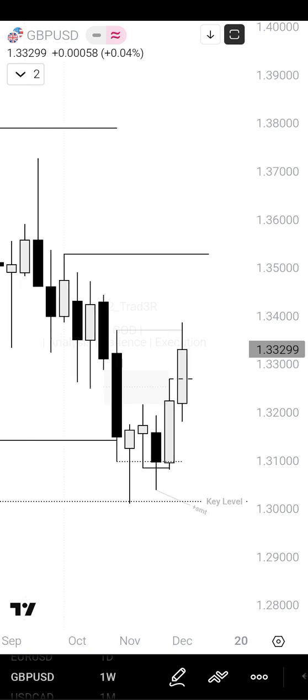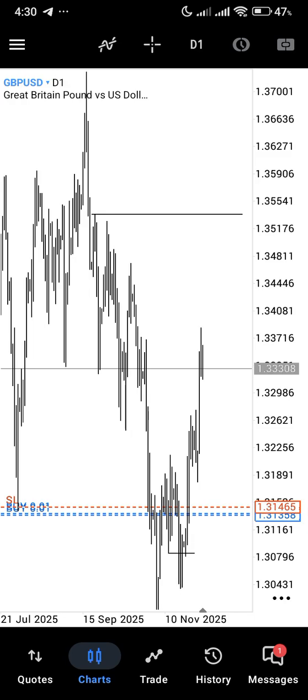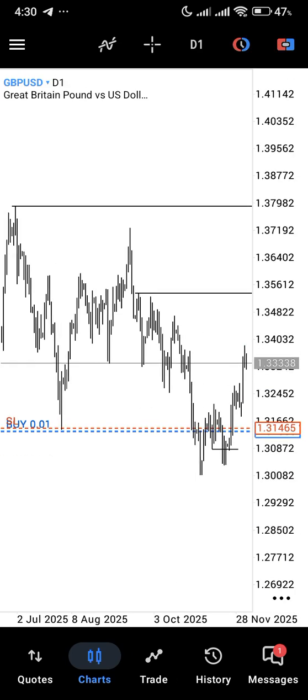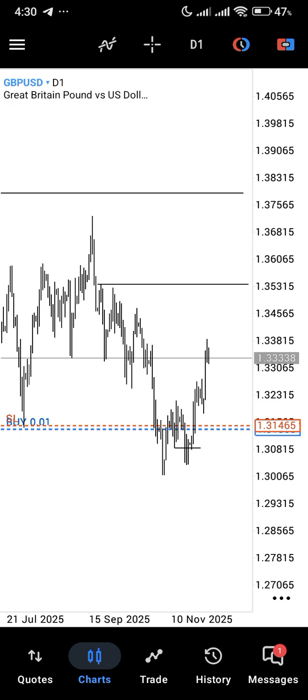And this is my position, of course. This is my position and I'm still holding on to it. Let's see what comes out of this swing.